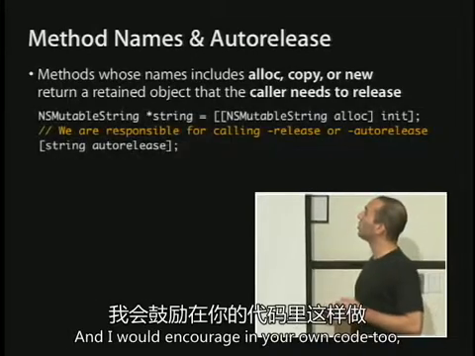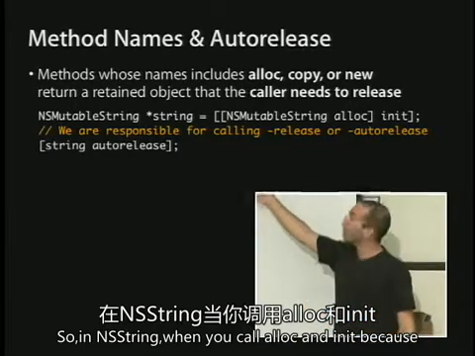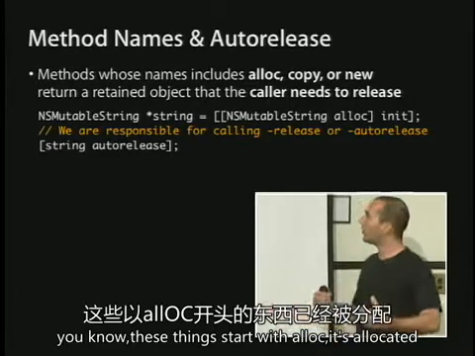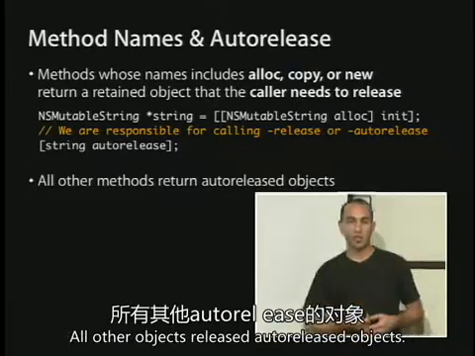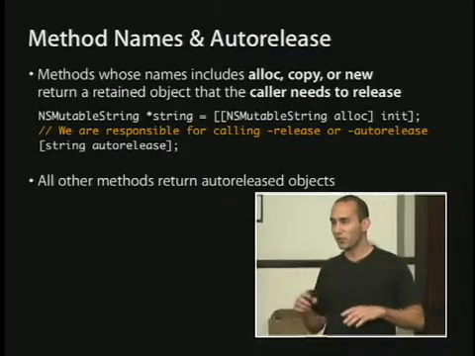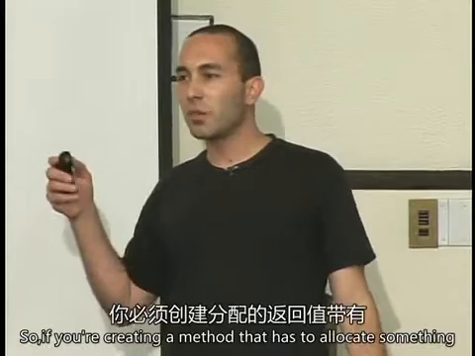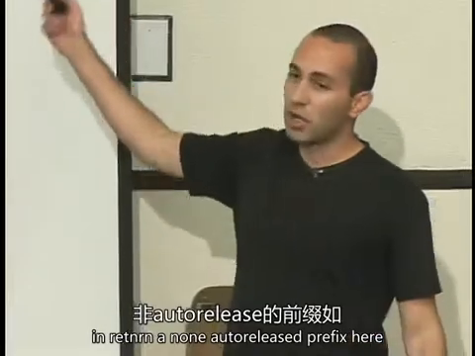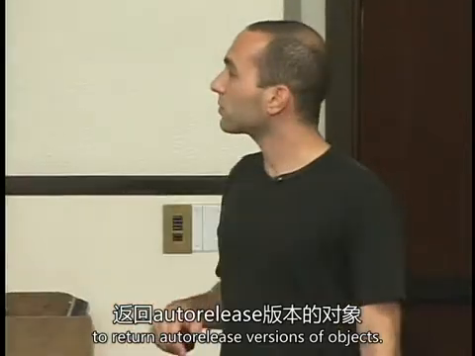And I would encourage you in your own code too. Here's an example. So in NSString, when you call alloc and init, because this started with alloc, it's allocated, so you have to release that memory. All other objects release auto-released objects. I'm very doubtful you'll find a case in UI Kit or Foundation at this point that doesn't do this properly. But I would encourage you in your method naming to do the same thing. So if you're creating a method that has to allocate something and return a non-auto-released object, prefix it with alloc, copy, or new. But in general, you're going to want to return auto-released versions of objects.